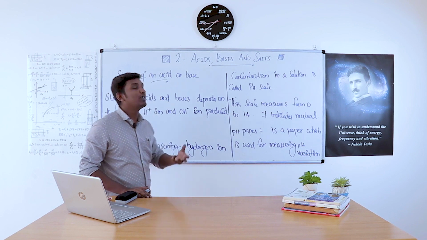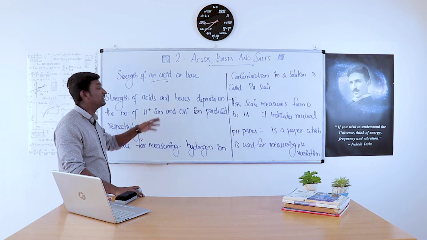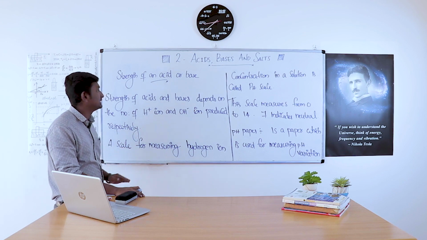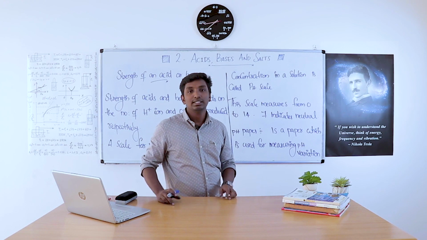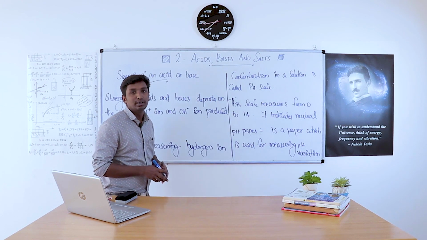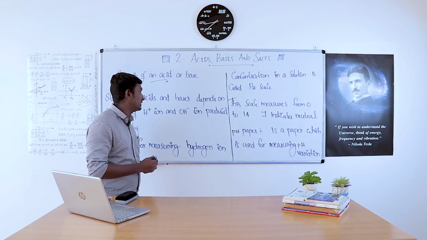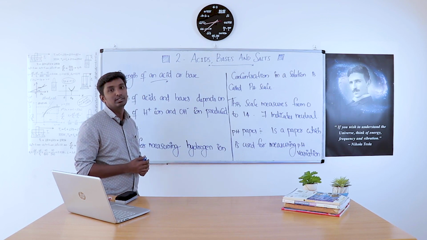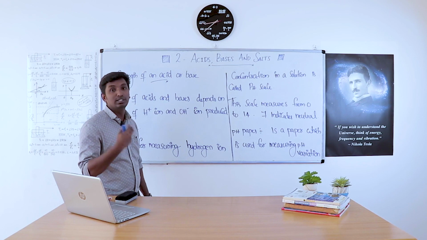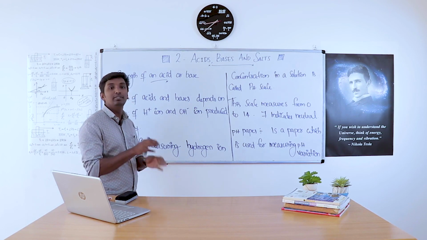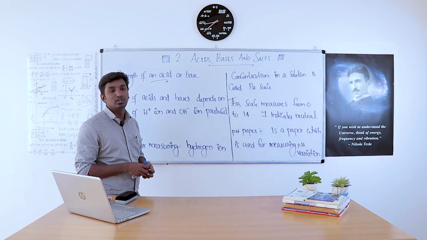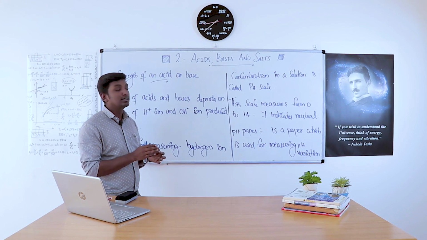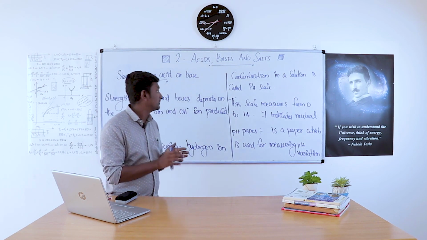How do we find the strength of these ions? A scale for measuring hydrogen ion concentration in a solution is called the pH scale. So we can use the pH scale for measuring the concentration of H+ ion in a solution. If the concentration of H+ ion is found, then we can say whether it is acidic or basic. So by using a pH scale, we can classify whether it is acidic or basic.